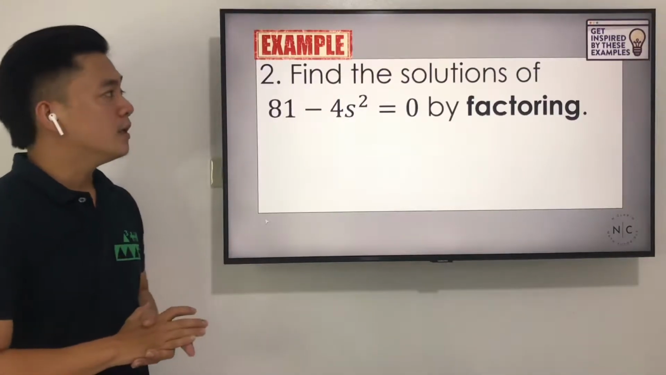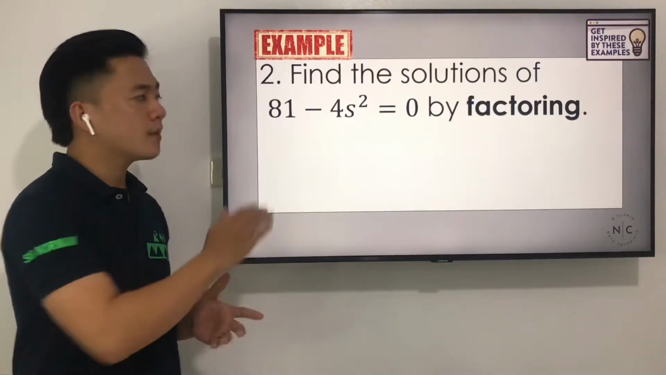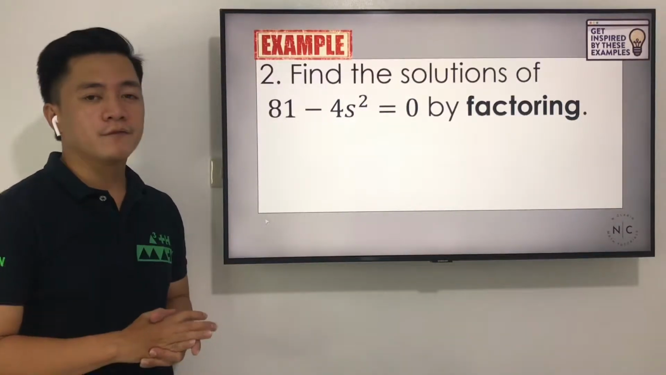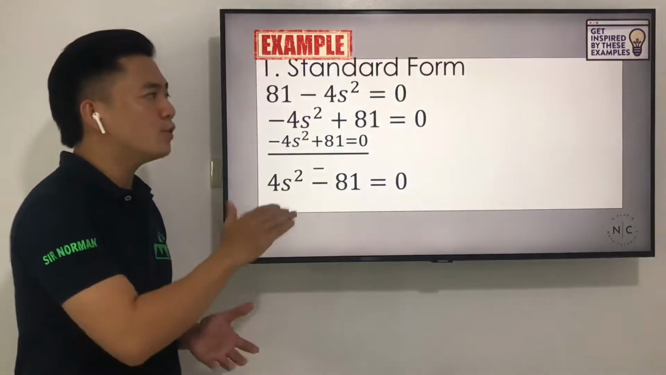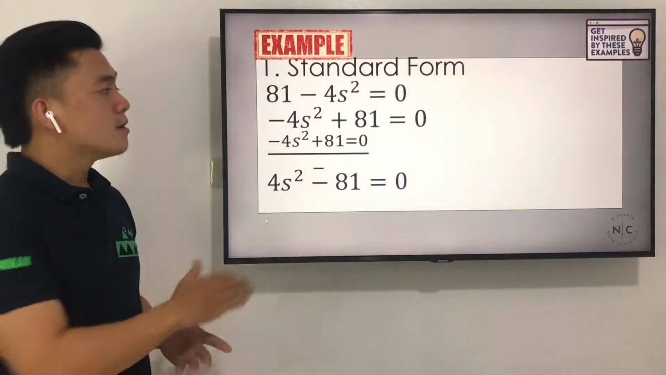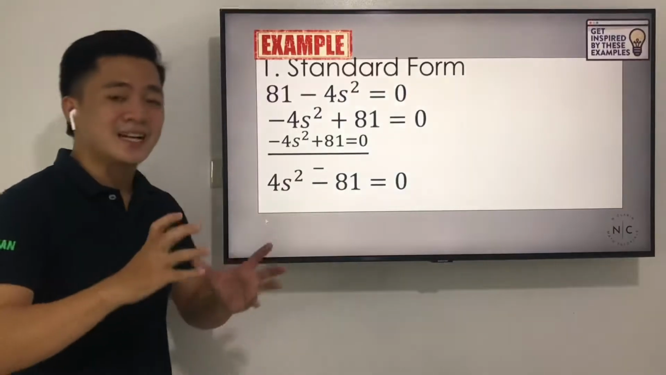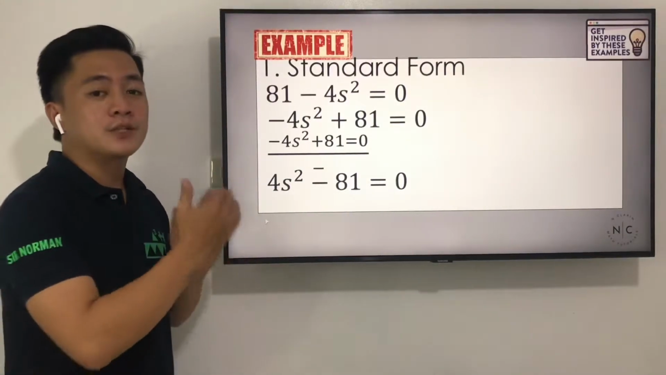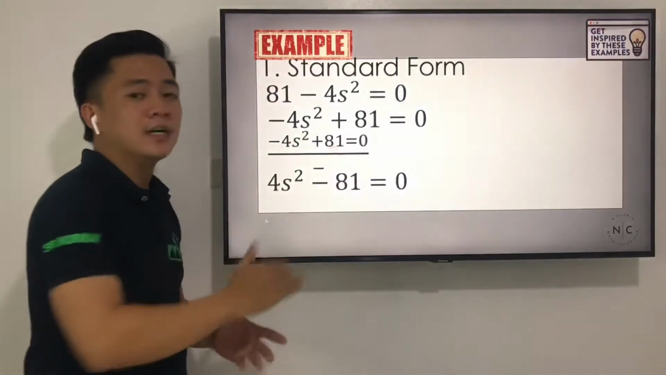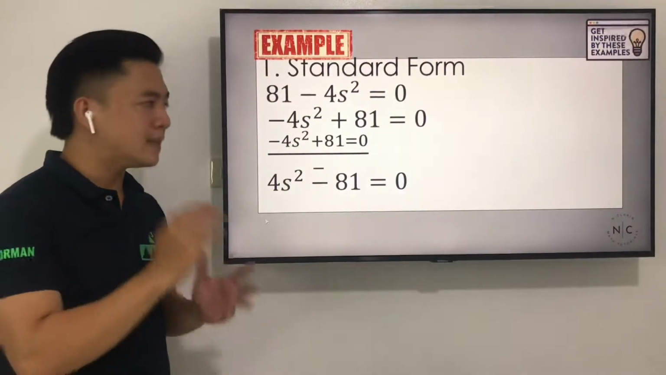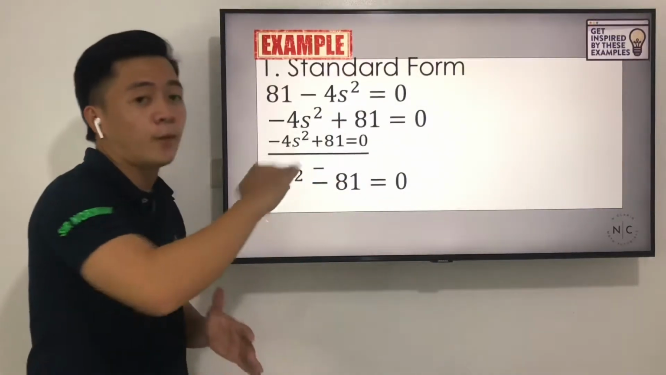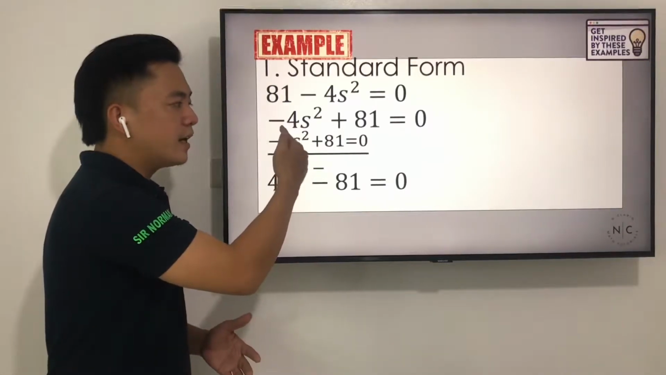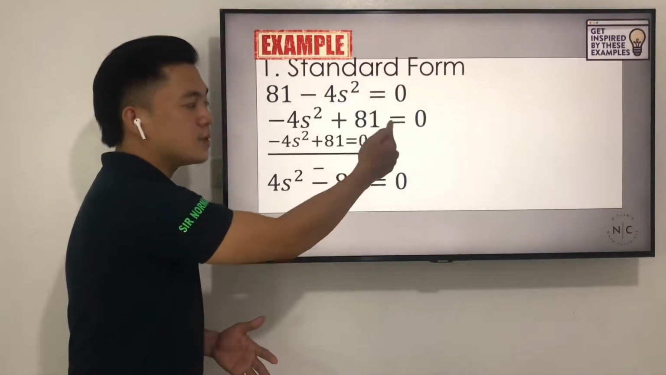Next example, find the solutions of 81 minus 4s squared is equal to 0 by factoring. Same process, unang-una is the standard form. So, kung makikita natin is hindi siya naka-standard form kasi dapat ang unang-una yung quadratic term, tapos linear term, tapos constant term. So, dito sa ating given na to is we don't have the linear term, but at least we have the quadratic term. So, quadratic equation pa rin siya. So, i-arrange lang natin muna si negative 4s squared plus 81 is equal to 0.